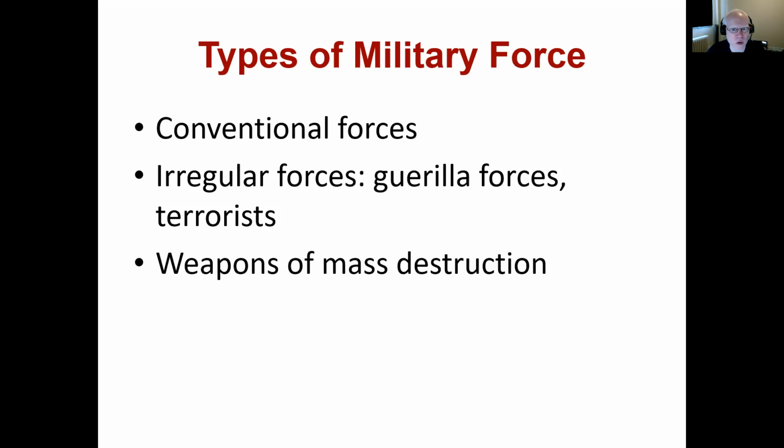So today we're going to focus mostly on conventional forces and weapons of mass destruction. We'll return a little bit to irregular forces when we talk about civil wars.